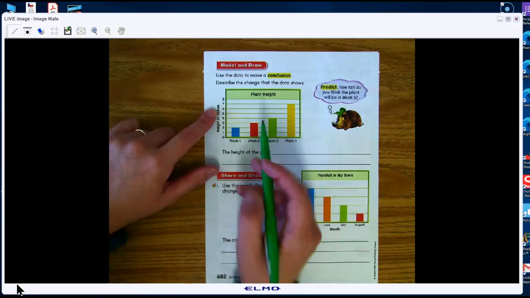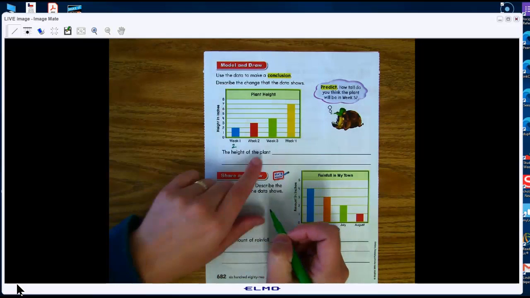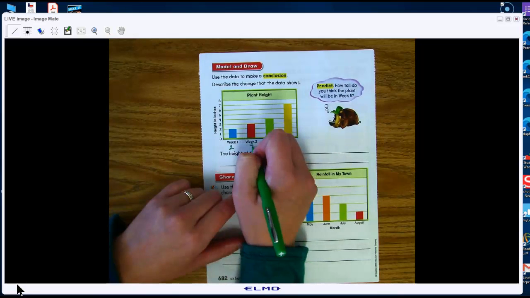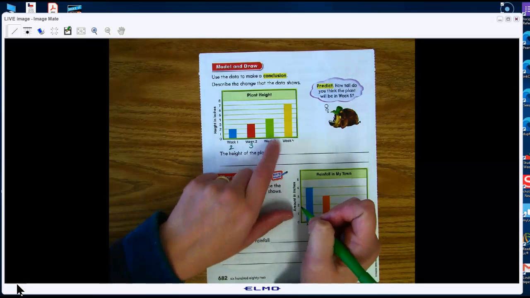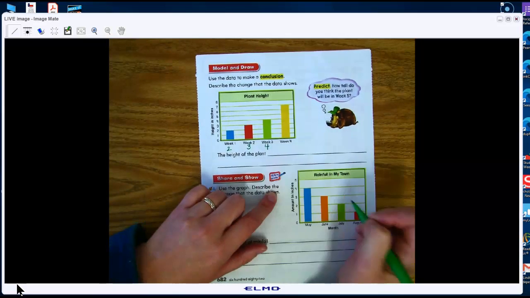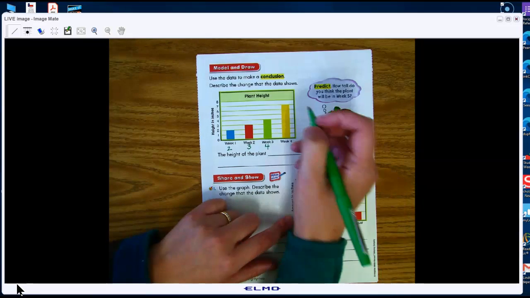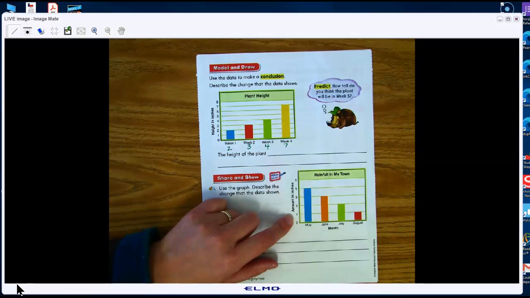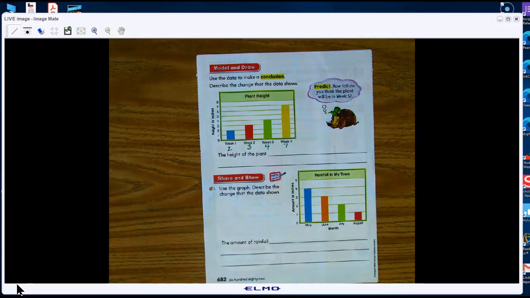In week 1, it was 2 inches. In week 2, it was 3 inches. In week 3, it was 4 inches. And in week 4, it was 7 inches. So what do you notice about this graph? The height of the plant, what happens every week by looking at this graph?